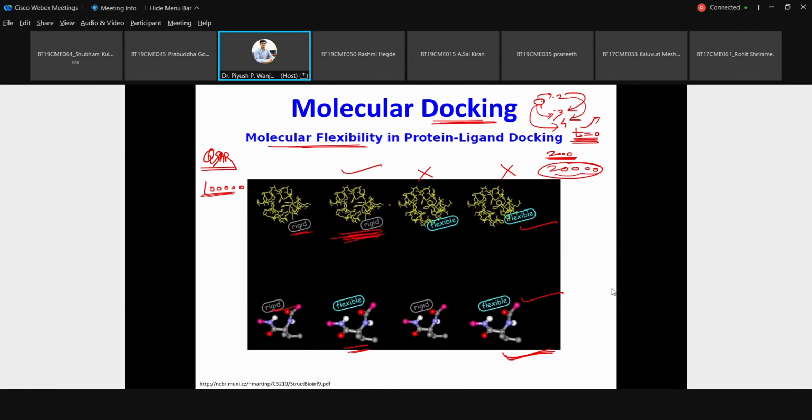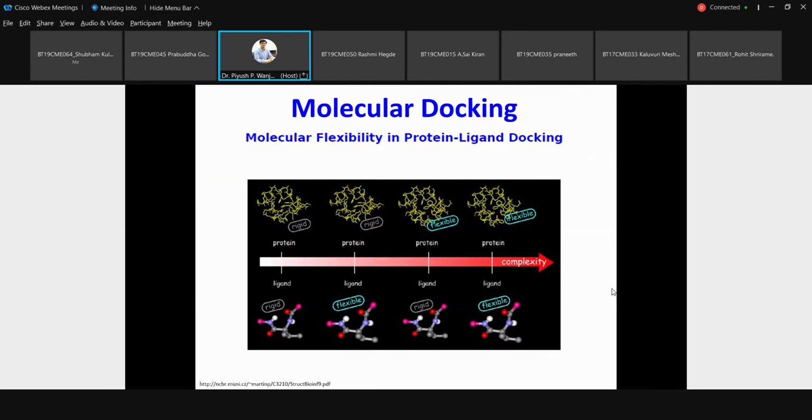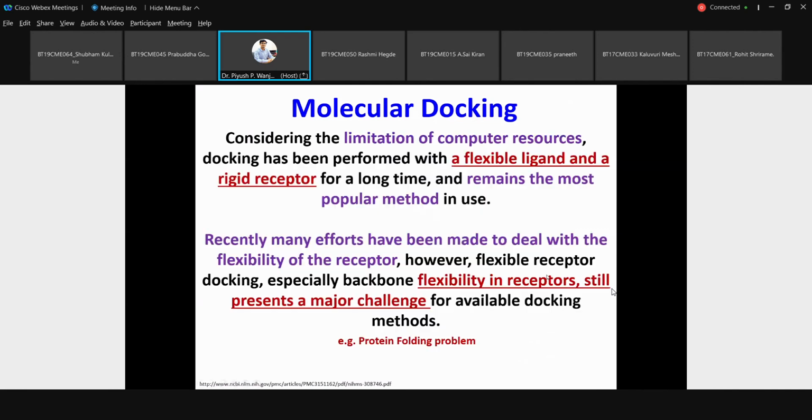If you want more accuracy, then you want to make it flexible. If you are making it flexible, then the number you are able to estimate using docking will be reduced down to a very small number. So you can see here, as per this arrow, the complexity is going to increase. Now, this is what I explained to you.